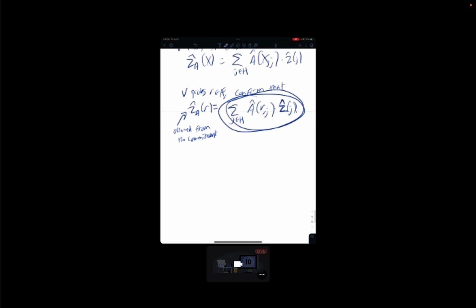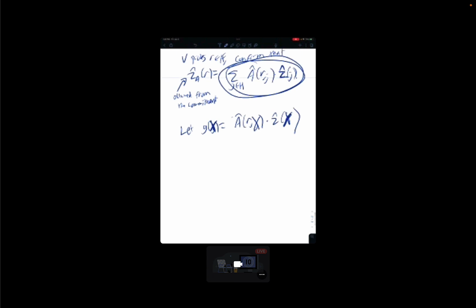And that is finally where we invoke the univariate sum check protocol. Okay, so let G of J be defined to be A hat of R comma J times Z hat of J. Maybe it'd be helpful if I call this X instead of J, just so it's clear it's a variable. And the prover is at this point claiming that if I sum up G's evaluations over the nth roots of unity, I get out ZA hat of R.